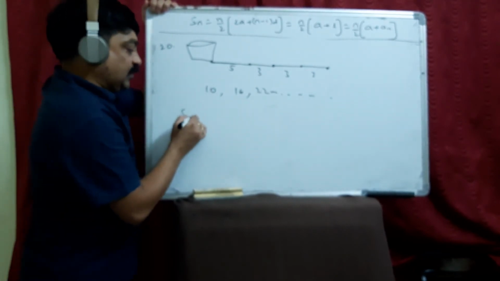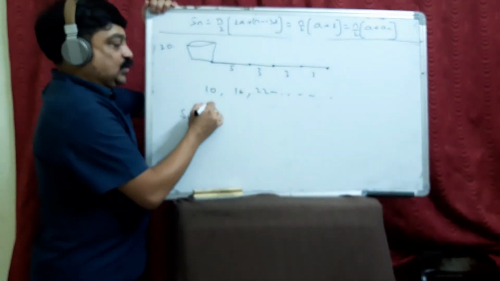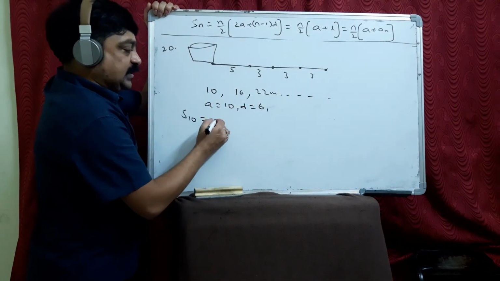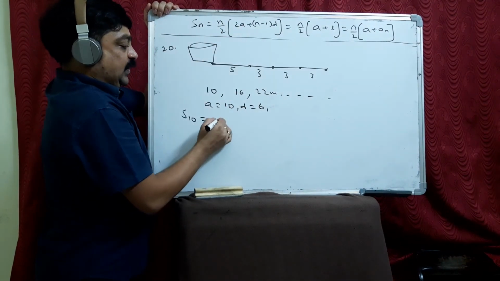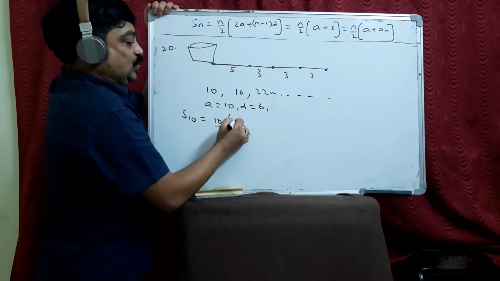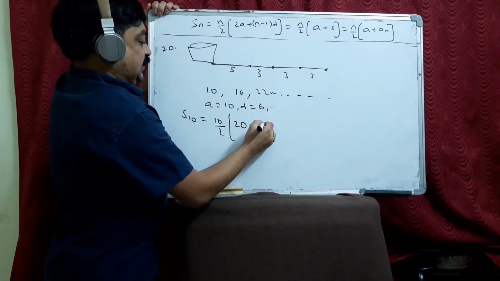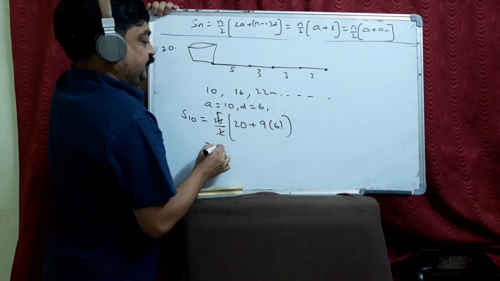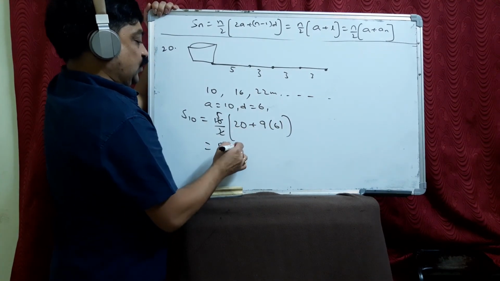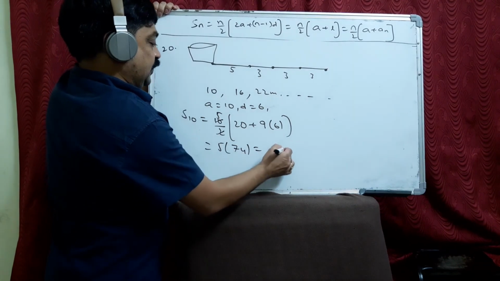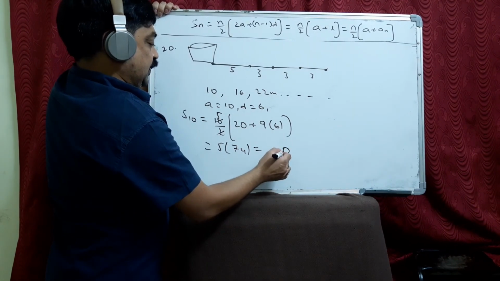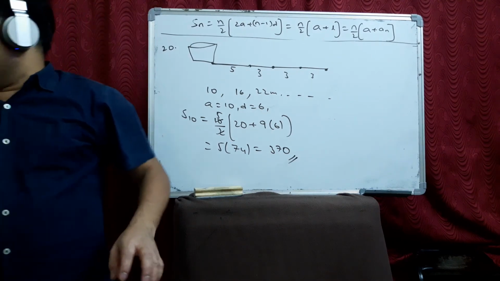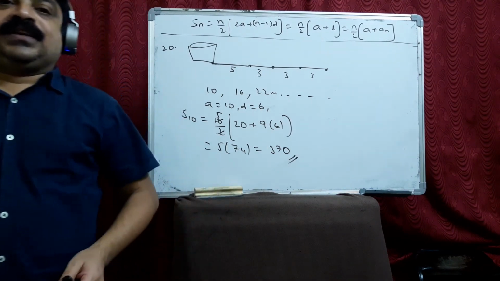That means you have to find out S10. So clearly a is 10, d equals 6. So S10 will be by the formula 10 by 2 into 2a plus 10 minus 1 into d. So it becomes 5 into 20 plus 54, that is 74. That gives 370. So he traveled 370 meters. Okay, that's enough for the exercise.